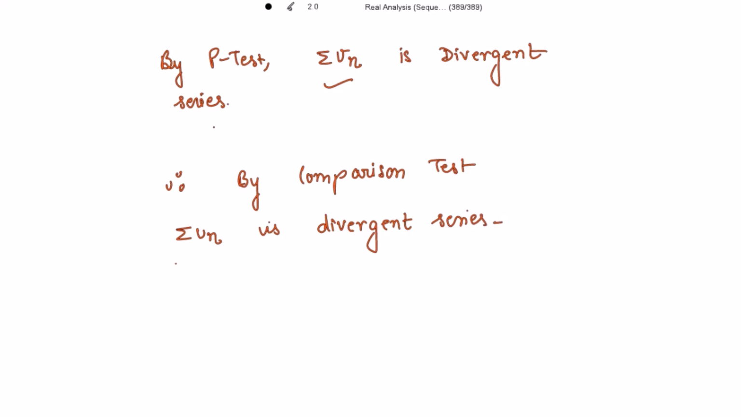And what is summation un? It is 1 plus 1 divided by 2 square plus 2 square divided by 3 cube. That is your given series. So your given series is a divergent series. It is not convergent.